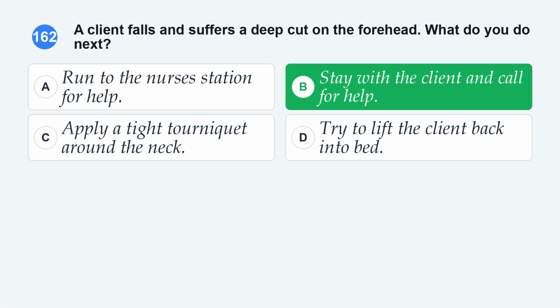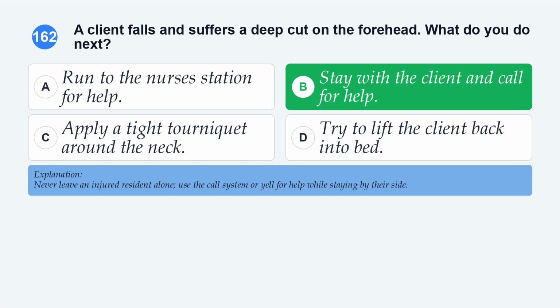The correct answer is option B. Stay with the client and call for help. Explanation. Never leave an injured resident alone. Use a call system or yell for help while staying by their side.